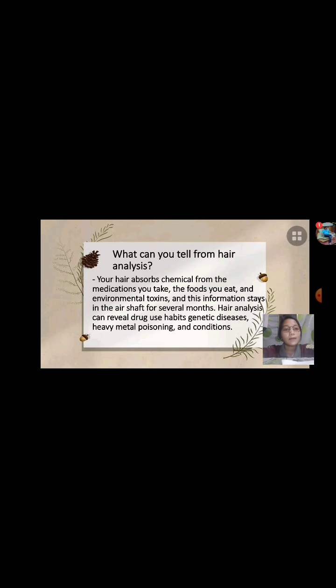So, what can you tell from hair analysis? Your hair absorbs chemicals from the medications you take, the foods you eat, and environmental toxins. This information stays in the hair shaft for several months. Hair analysis can reveal drug use habits, genetic diseases, heavy metal poisoning, and other conditions.